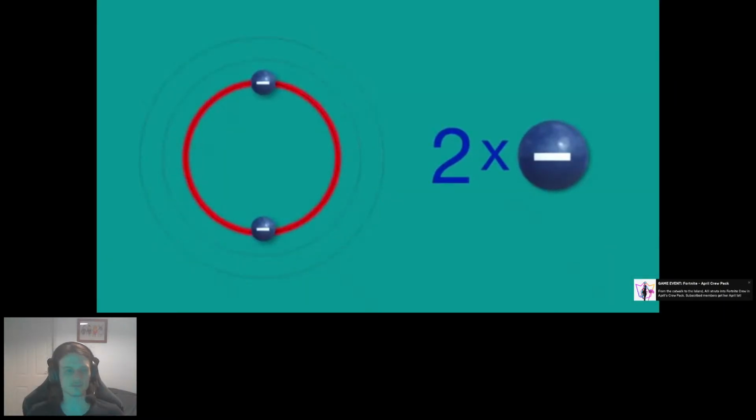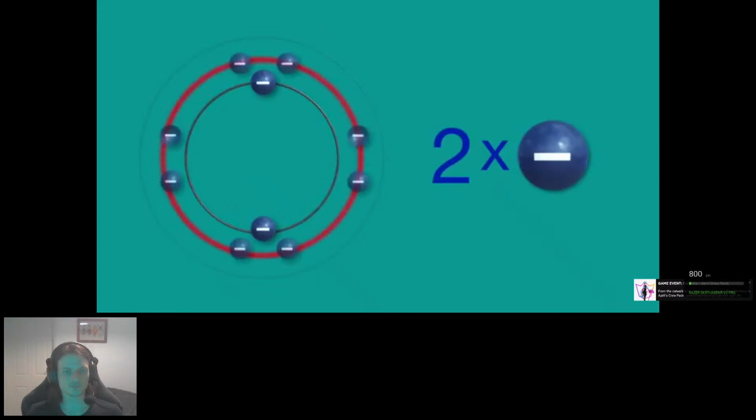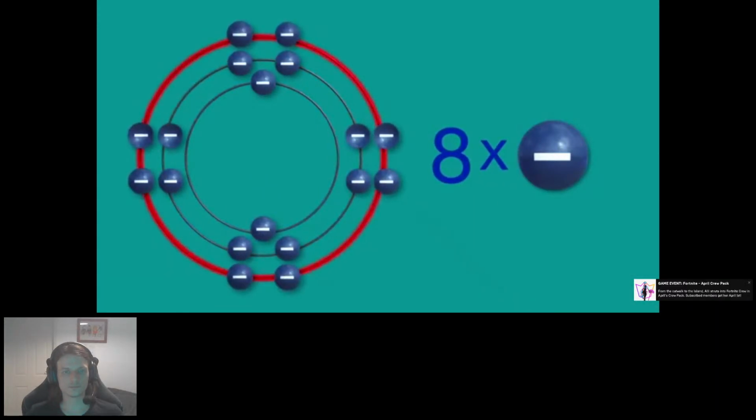Wait, what was that again? The first shell can hold 2 electrons and is closest to the nucleus. The second shell can hold 8, and the third shell can also hold 8.